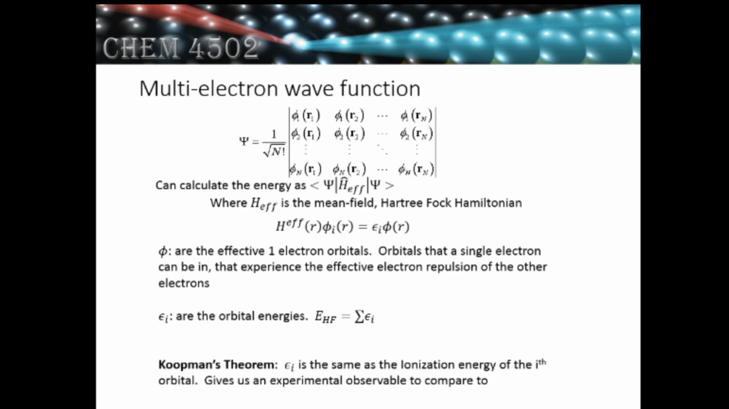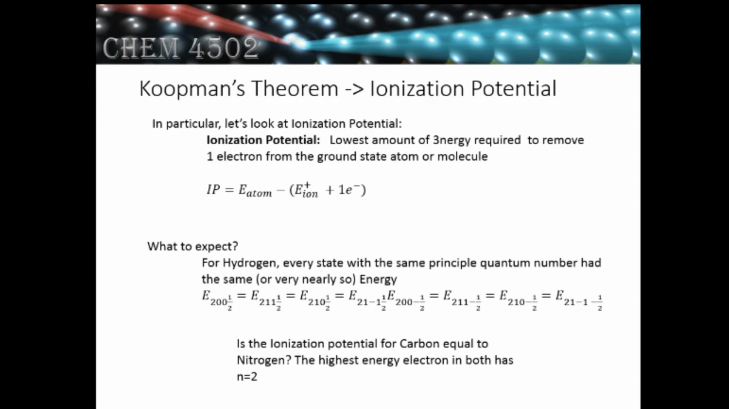We can use photoemission to study when we can get an electron off of the atom. And in particular, we're going to look at the easiest electron to remove, or the onset, as soon as we start getting electrons coming off. And that's called the ionization potential. And the ionization potential is defined as the lowest amount of energy required to remove one electron from the ground state of an atom or molecule.